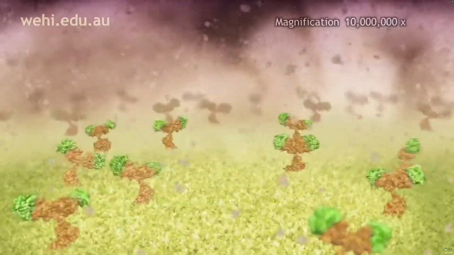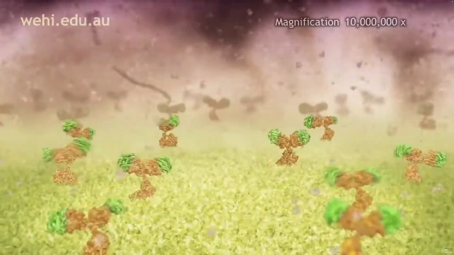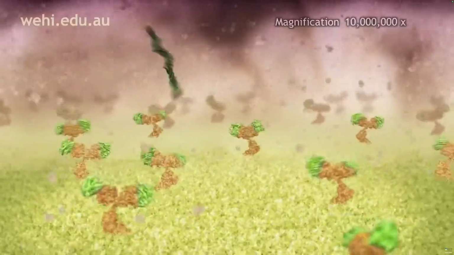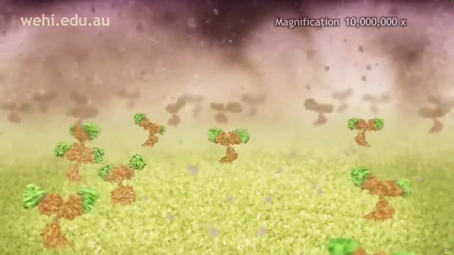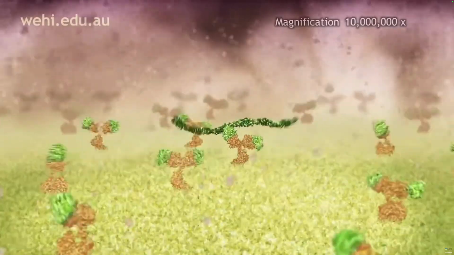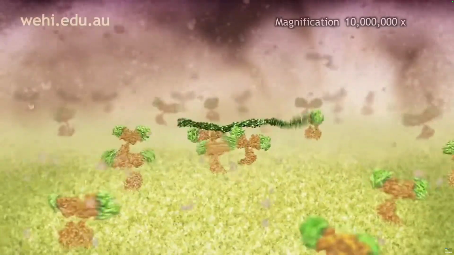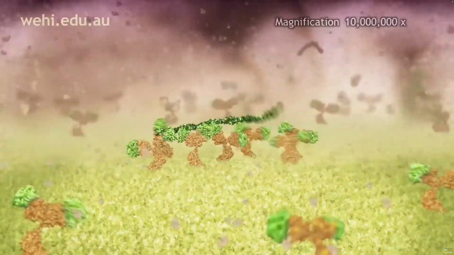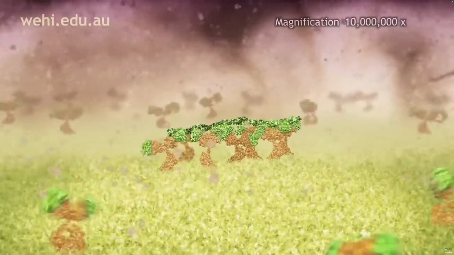This is the molecular surface of that B cell, magnified 10 million times. Its surface is covered with receptors that recognize M protein. The receptors grab onto the M protein hairs. This triggers an activation signal to travel into the cell.